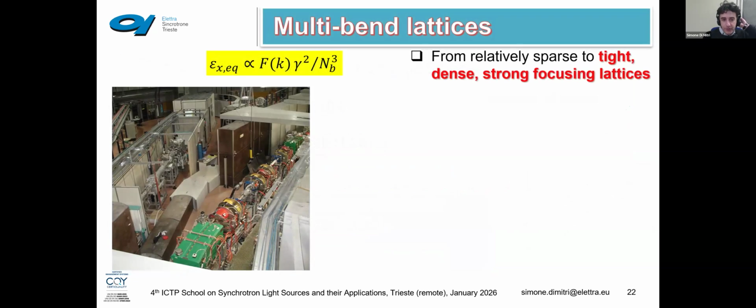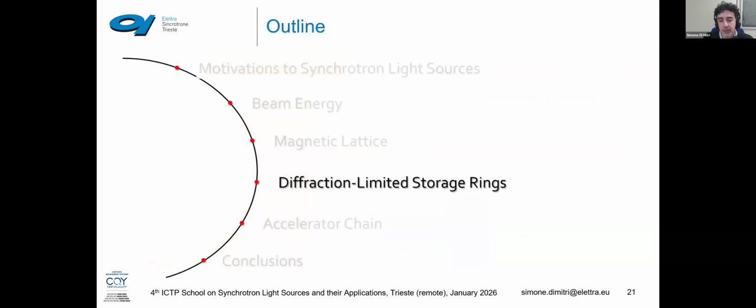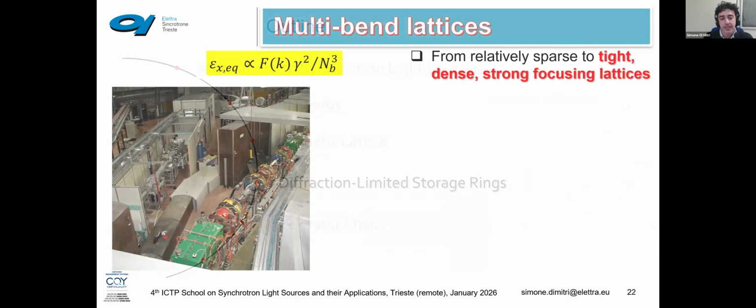Now, I mentioned these fourth generation synchrotron light sources. They are also called diffraction limited storage rings because by reducing the emittance of the electron beam, you are satisfying the relationship that I showed you before with the wavelength of emitted radiation, which is the so-called diffraction limit.